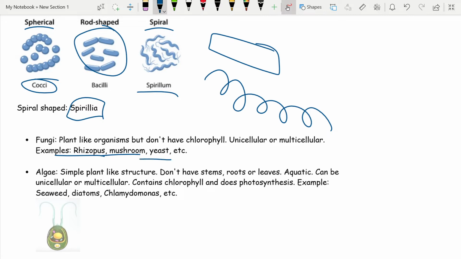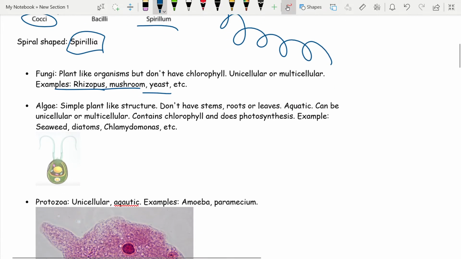Okay, now let's talk about algae. Simple plants, plant-like structure, and they don't have stems, roots, or leaves. They're aquatic, meaning they're found in water. Can be unicellular or multicellular, so have one cell or many cells. They contain chlorophyll and do photosynthesis. Examples can be seaweed, diatoms, and Chlamydomonas. So you can remember the spelling. You know, the spelling is the hard part. Everything else is easier to understand.